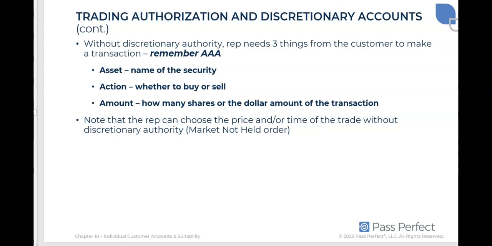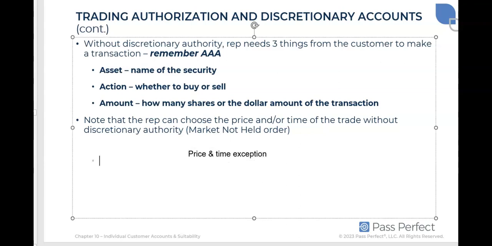The only thing they would leave out of that order is a price. They'll let their rep use their judgment when they think the price is right. In fact, they call it the price and time exception. Let me write that out. It's called the price and time exception. So they'll let their rep use their judgment when they think the price is right.